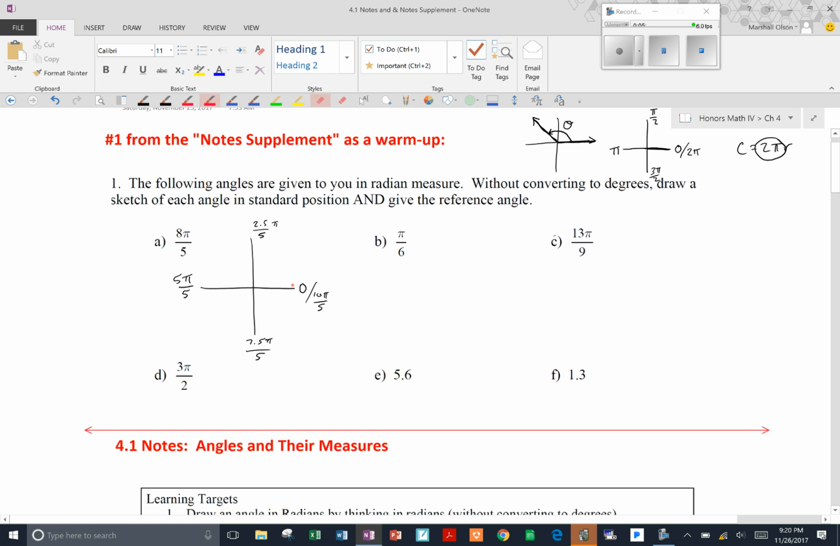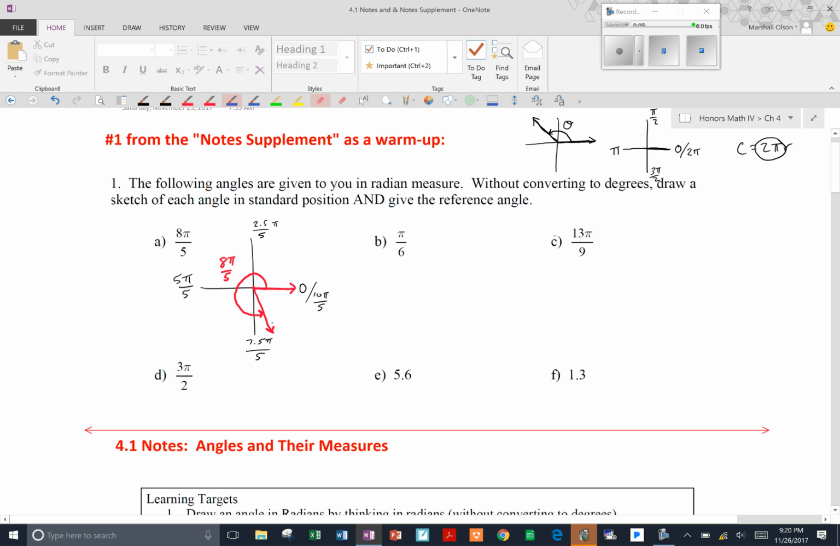And now that we have this marked here as 7.5 pi over 5, we have a pretty good idea that 8 pi over 5, there's my initial side, would open up to about right there. It doesn't have to be perfect, this is just a sketch. But that would be 8 pi over 5.